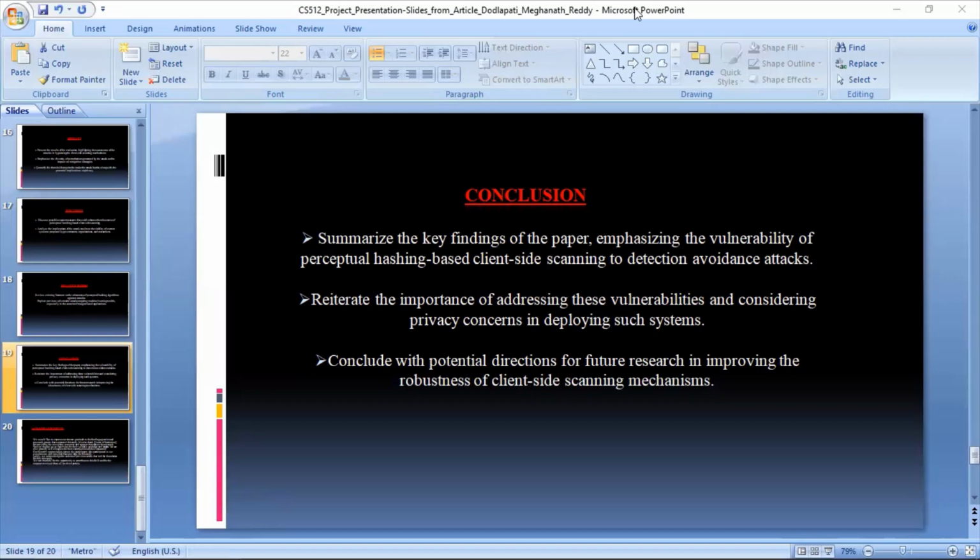In conclusion, the paper highlights the vulnerability of the current perceptual hashing-based client-side scanning methods to adversarial attacks and emphasizes the need for more robust, reliable techniques to ensure the safety and integrity of the images in client-side server interactions. It calls for further research and development of defense mechanisms to counter the effects of adversarial manipulation and protect user privacy.